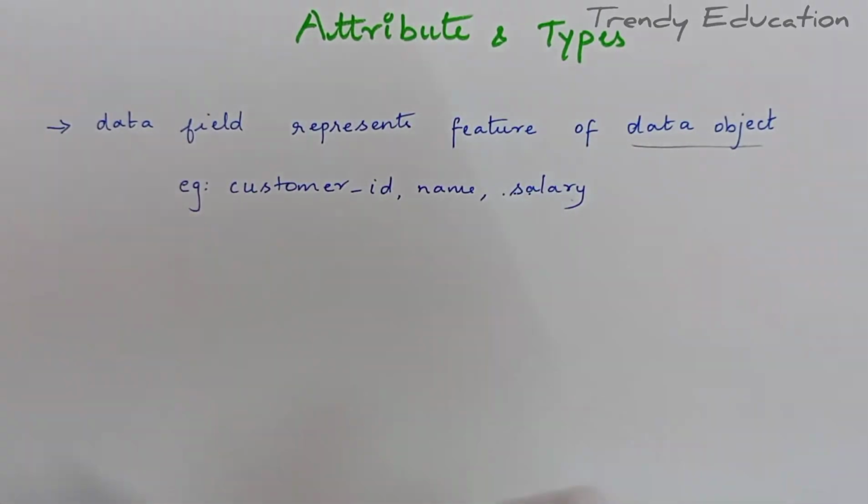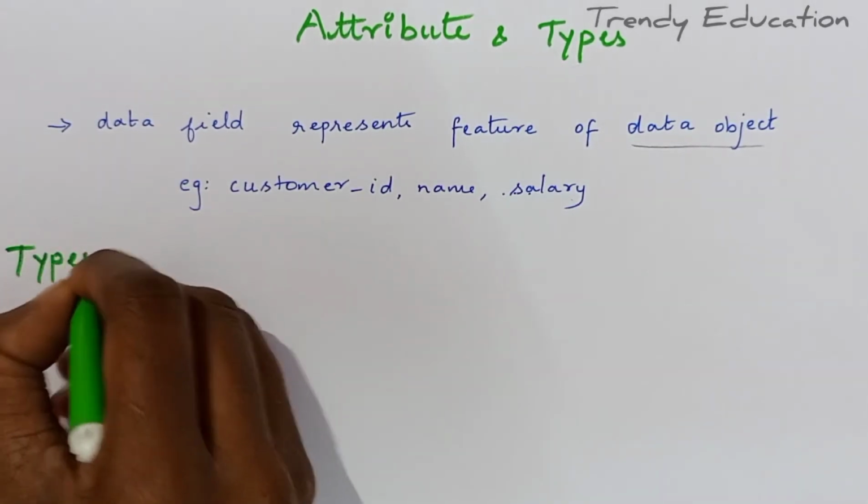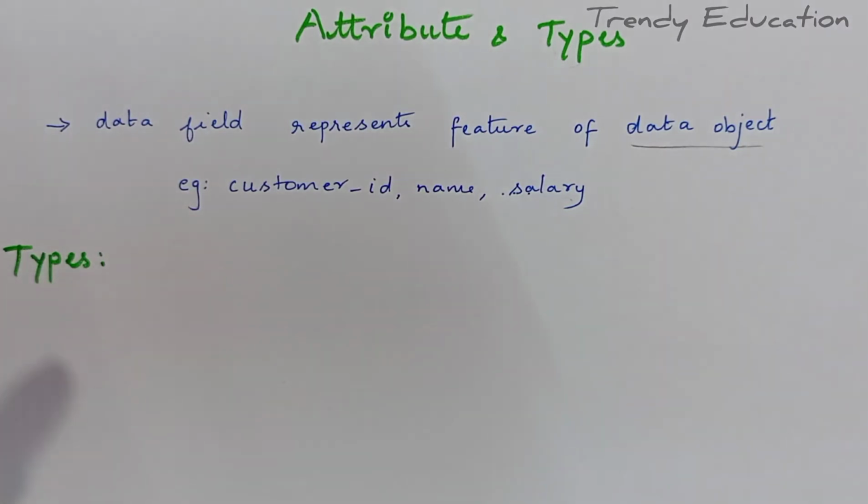So let's come to the types. There are basically 4 types of attributes for decision tree induction. What are those 4 types? Binary, nominal, ordinal, and the fourth is the continuous attribute. I will explain these 4 attributes now.